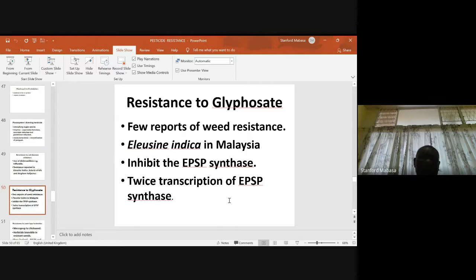Resistance to glyphosate. We have some few reports of weed resistance, especially Eleusine indica in Malaysia, where there's inhibition of EPSP synthase by glyphosate. But we may have Eleusine indica, which can produce twice as much EPSP synthase so that it can carry out its normal function. So it's not disturbed by glyphosate.